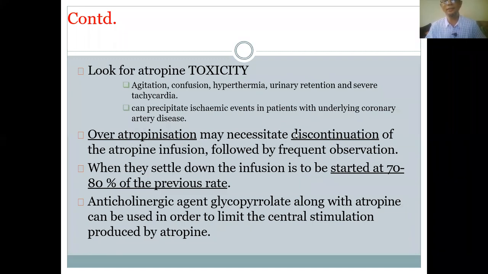Over-atropinization may necessitate discontinuation of the atropine infusion, followed by frequent observation. When they settle down, the infusion is to be restarted at 70 to 80% of the previous rate. The anticholinergic agent glycopyrrolate along with atropine can be used to limit the central stimulation produced by atropine. So when you are repeatedly giving atropine, you must look for toxicity, and these are the features. If you see them, you have to reduce the dose of atropine, or even stop it if there is any atropine toxicity.